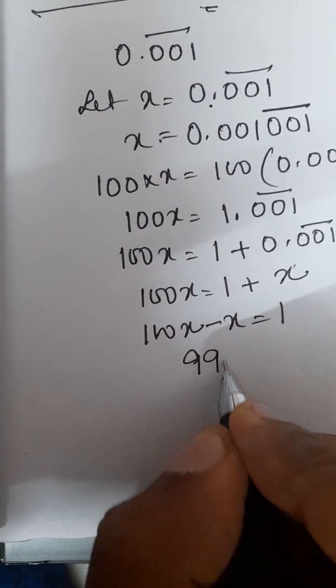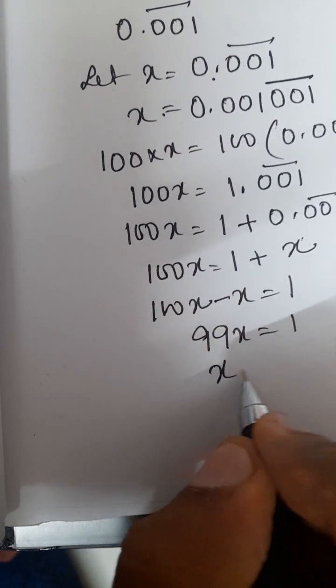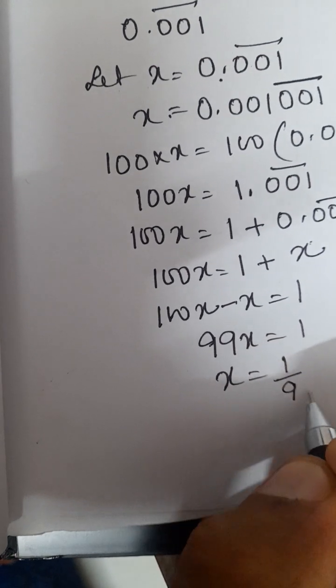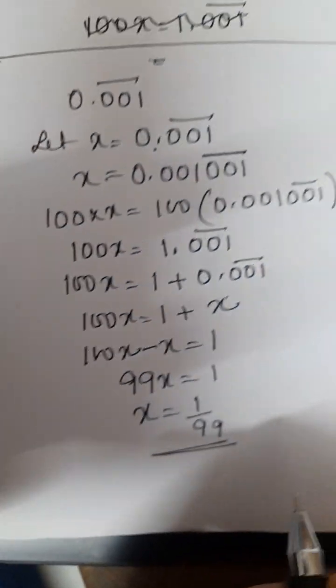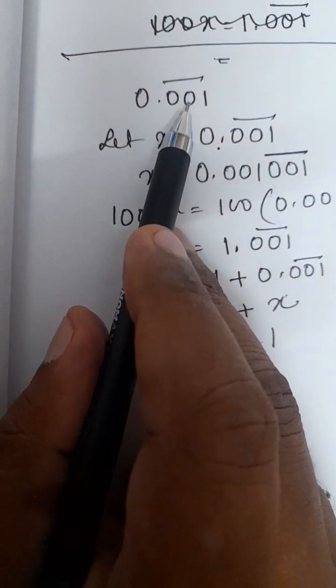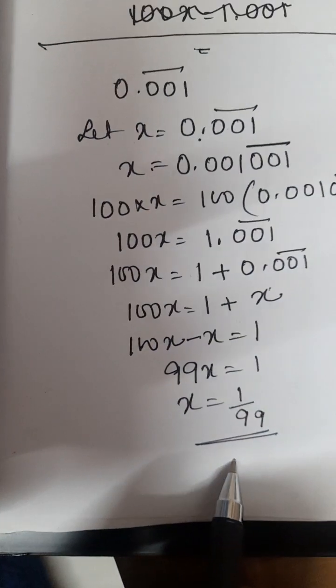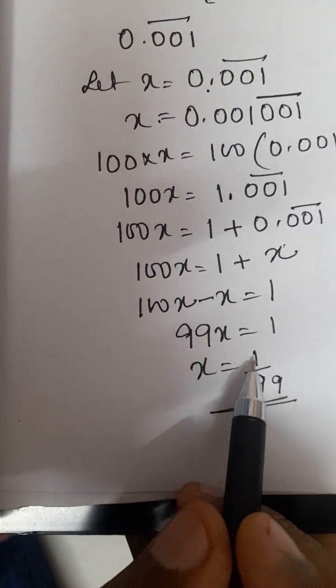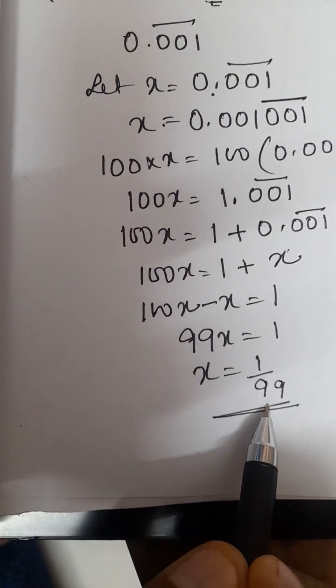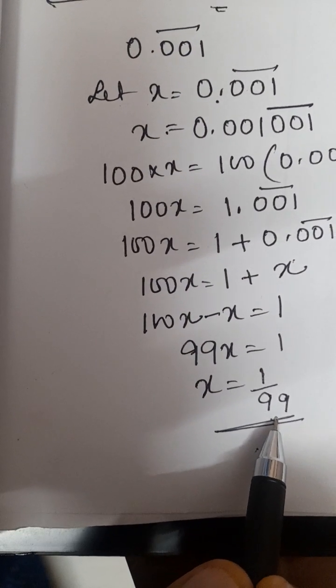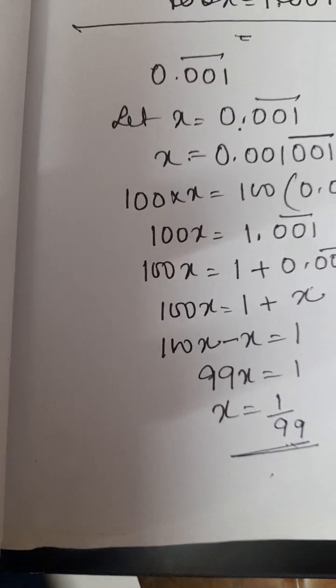So 99x is equal to 1. So x is equal to 1 by 99. So this is the representation of 0.001 bar in the rational form P by Q, where P, 1, and Q, 99, are integers and Q is not equal to 0. I hope you're able to understand these things. So let us now proceed a little bit further. Let us see the next sum now.